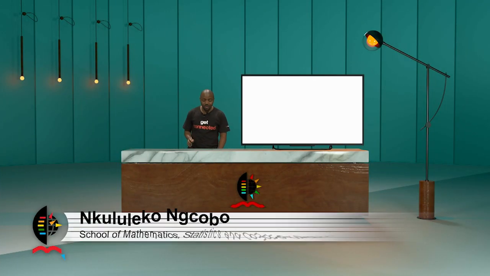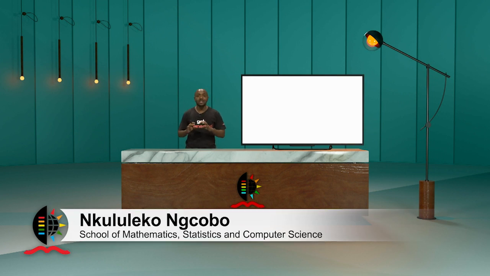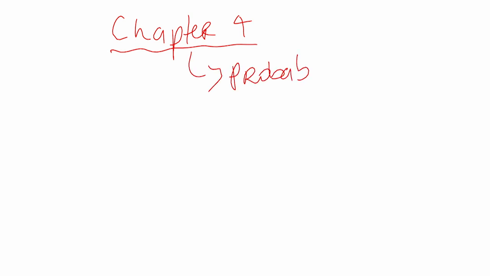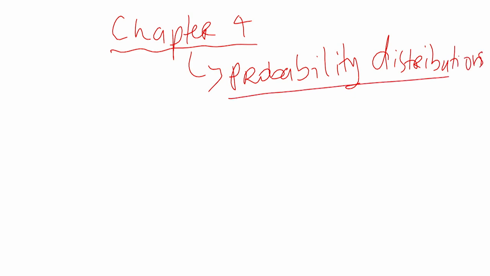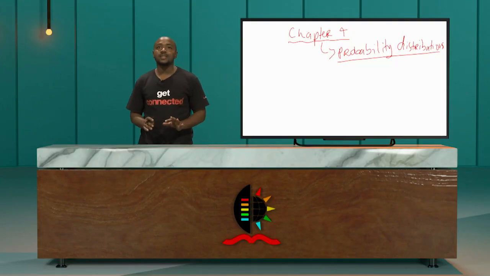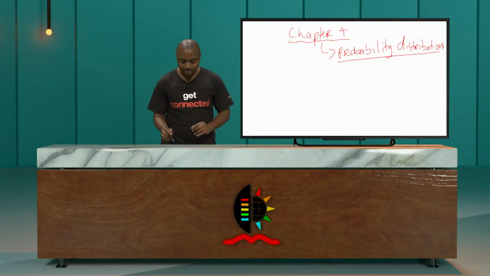So we're still on probability, but now we're looking at probability distributions, which is chapter 4. Chapter 4 is based on probability distributions. You need to understand that stats is based on analyzing data.